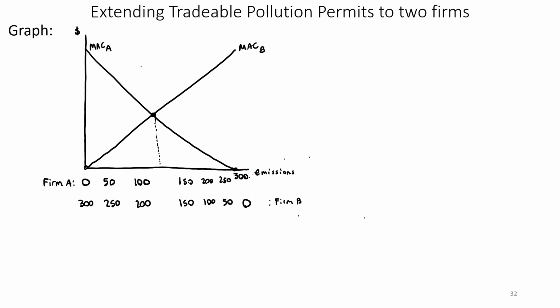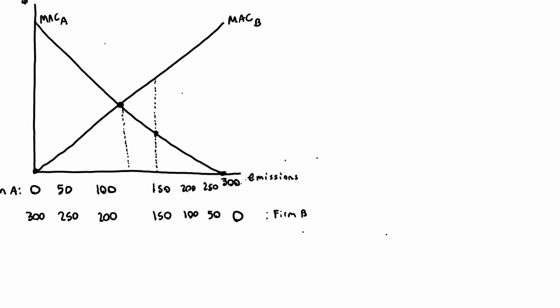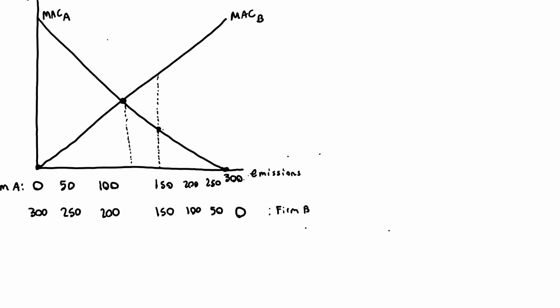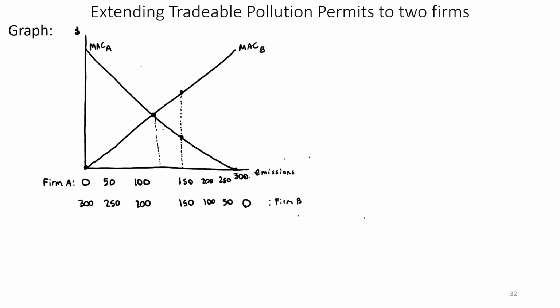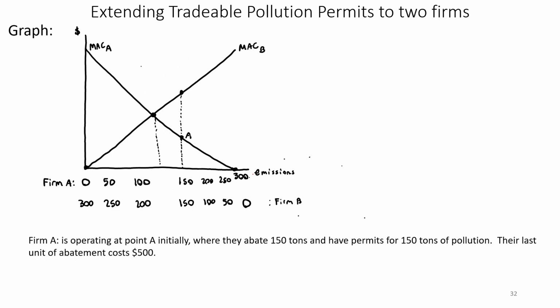Now let's say that each firm here is starting out operating where they have 150 emissions each, because that's the rule that the government set. In other words, this is where firm A is currently operating using their marginal abatement cost curve for A. And this is where firm B is currently operating using the marginal abatement cost curve for firm B. At the point at which firm A is operating initially, they are abating 150 tons of emissions because they're going from 300 down to 150, and then they have permits for the other 150 tons. And we're going to say that their last unit of abatement is $500.